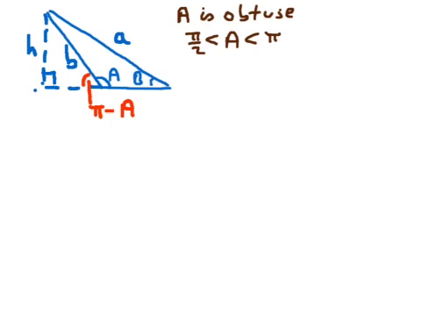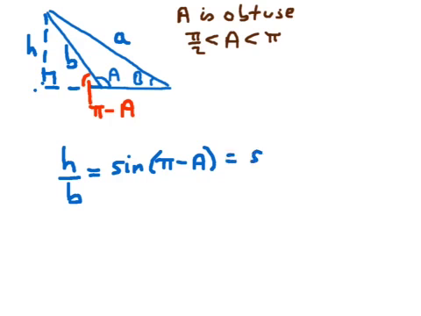So for this triangle, we have that h divided by b is the sine of pi minus a. And at this stage we realize why we earlier looked at the sine of pi minus a, and we showed that this was equal to the sine of a.